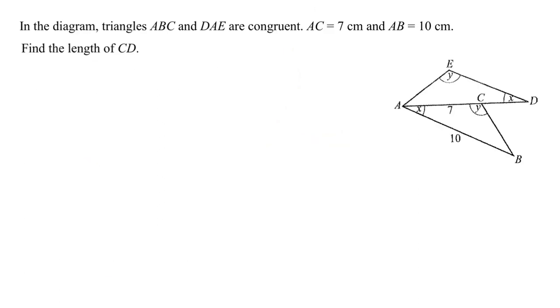Hello everyone, welcome to this problem where we are given two triangles, ABC and DAE, that are congruent. Do take note that I am going to redraw the two triangles in the same orientation. So I would have D to A to E in this direction. So I will then draw my ABC also in this direction.